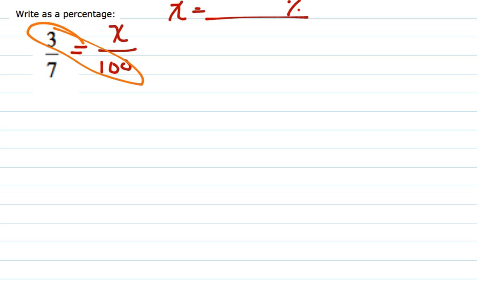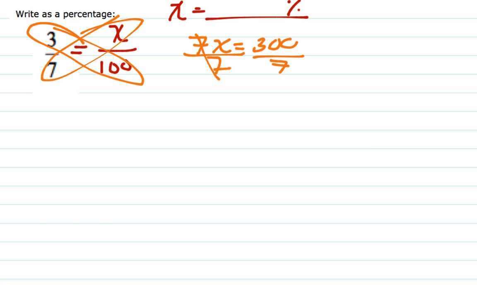So we would set up our two cross products, and we would have that 7x is equal to 300. Divide both sides by 7, and get that x is 300/7%, or set up our long division, 300 divided by 7. And that answer would get us straight to our percentage answer.